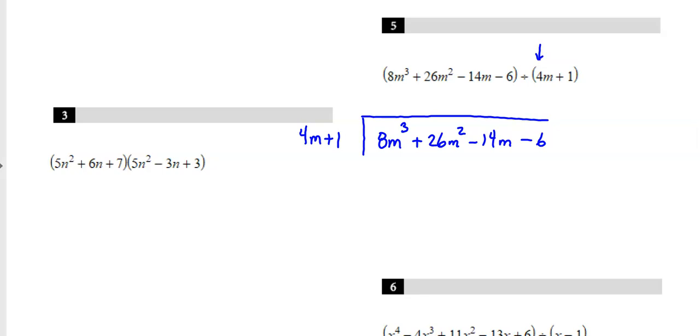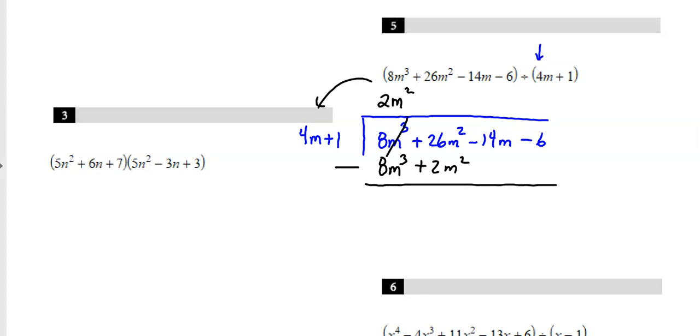So 4m goes into 8m to the third. That would be 2m squared. Now multiply backwards. So I'm basically always multiplying from this top row back over here. So 2m squared times 4m, that's 8m to the third. And then the 1 is going to give me 2m squared. And then remember, I always subtract here. So I'm going to subtract. So these will cancel out. And I'll end up with 24m squared. Bring the 14m down. If you wanted to, you could bring the negative 6 down right now. You don't have to, but you could.